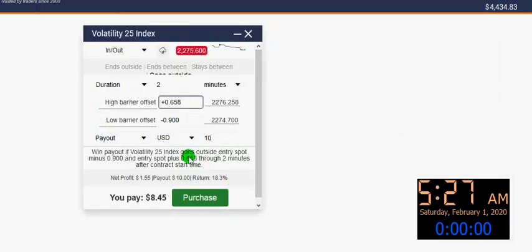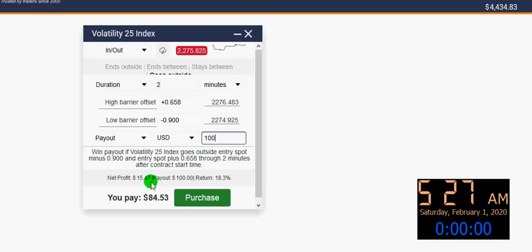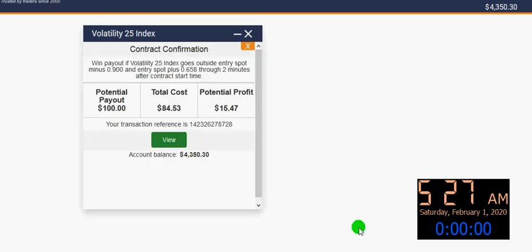So here we are going to click on staking. I will leave this as 10. Our net profit is we'll be making 18.3%. If I change this to 100, we'll make about $15. So let me trade with 100 in the first trade, and the second trade I'll change it back to 10. Depends on what you have in your account. So I'm going to click on purchase right now, and I'm going to click on view.